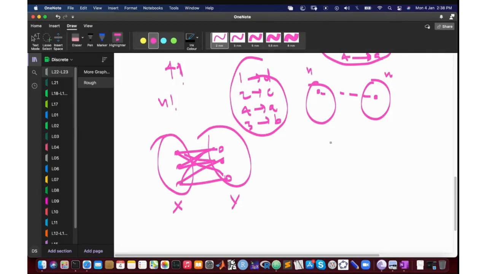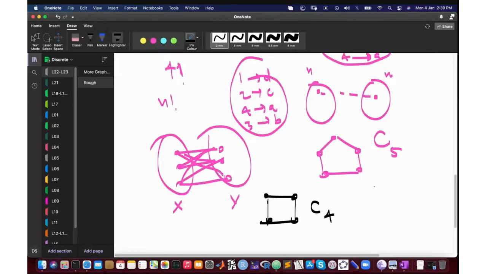Okay, have a look at this graph, the C5 cycle on 5 vertices. Do you guys think this is a bipartite graph or not? No, sir. It's not. Okay, let's go and see another graph. I believe you. Okay, let's look at C4. Is this a bipartite graph or not?